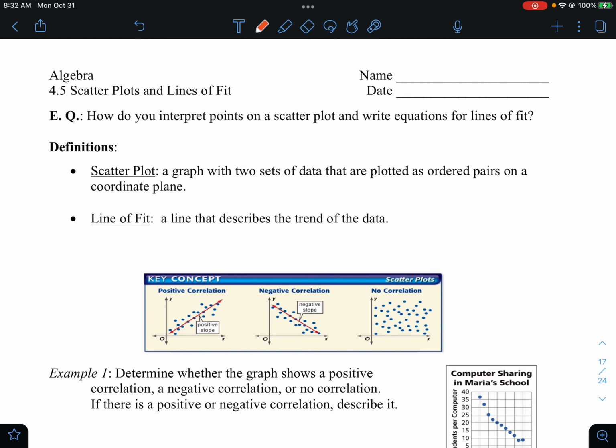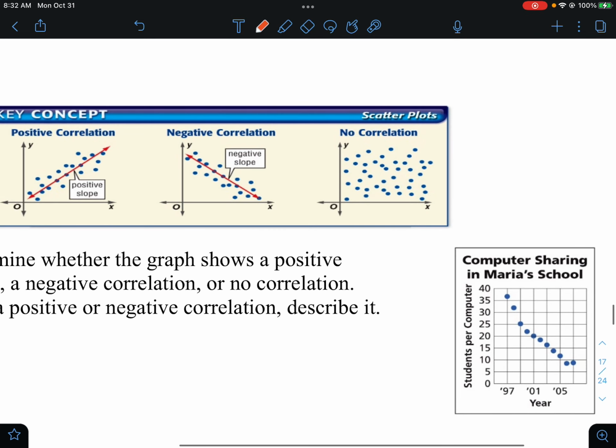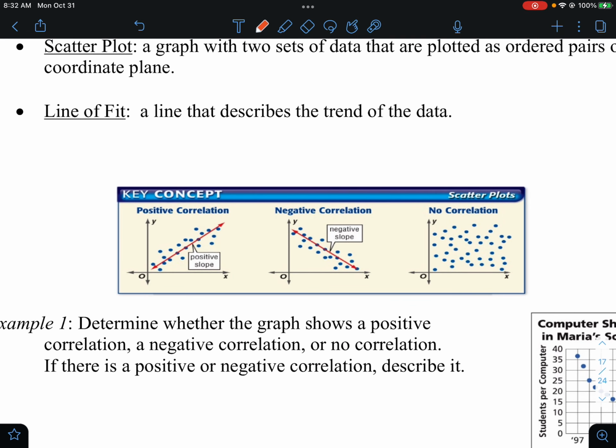All right, it's just a graph with two sets of data that's plotted as ordered pairs on a coordinate plane. So if we look down here at this example, this is what we're talking about. On the x-axis we have year, on the y-axis we have students per computer, and then we have plotted that information so that it's easy for us to see if there's any relationships between the two sets of data. And a line of fit is just a line that we could draw on our graph that would follow most of the trend of the data. It might not go through all of the points, but it would go in the general same direction.